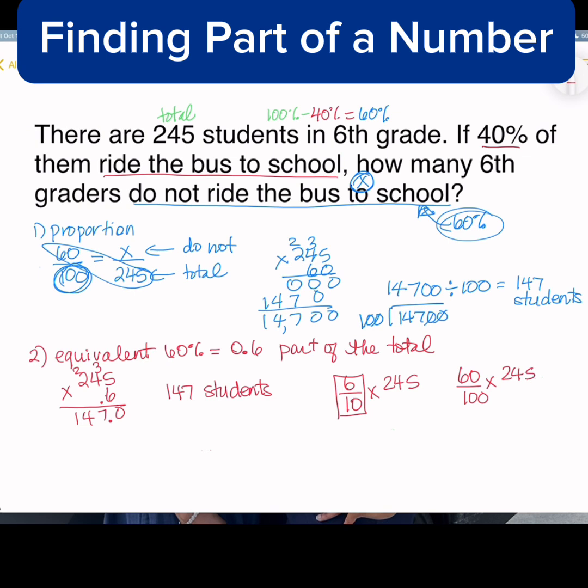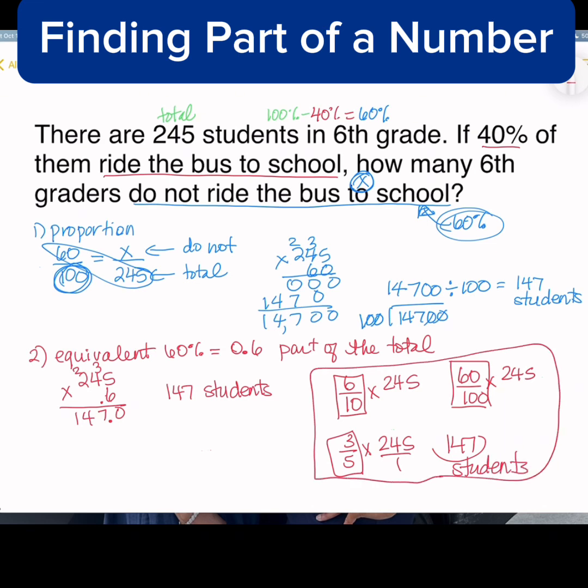There are so many different ways that kids can solve this problem, but it just needs to make sense to them. 3/5 times 245 also gives them, all of these give them 147 students. When students think flexibly, then that opens their world up to being able to solve problems in different ways.